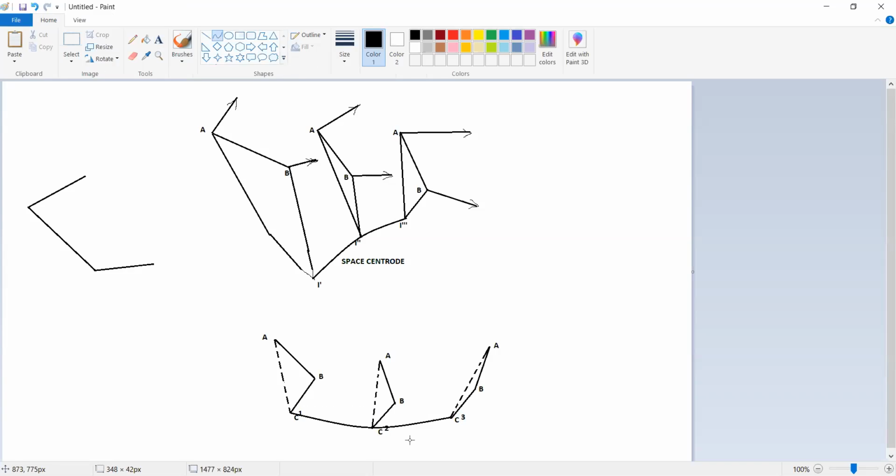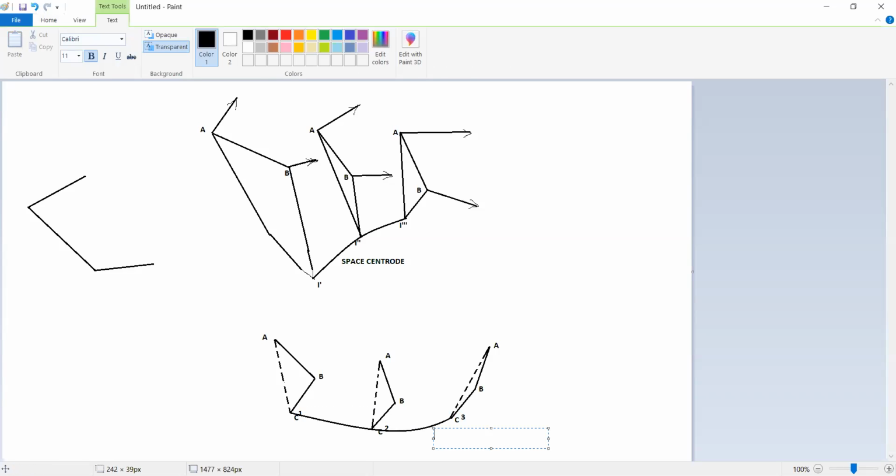Okay, so you can see this is nothing but the body centroid. These are known as the body centroid. You can see here, these are known as the body centroid.